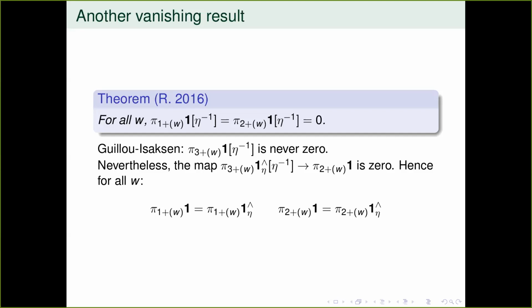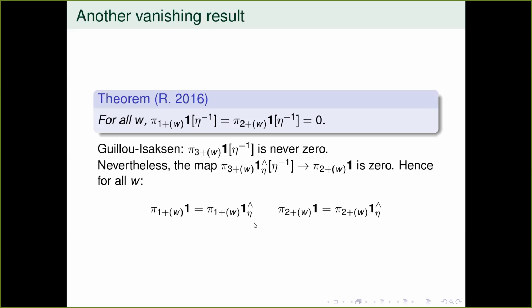Anyhow, we have this vanishing statement for pi 1 and pi 2, and if we look at the connecting map from pi 3 to pi 2 coming from the arithmetic square, one can check that also this map is 0, because this is something on the eta inversion of the eta completed sphere, and for the eta completed sphere we have enough control over the slices to deduce this. So both for pi 1 and pi 2, the sphere looks the same as the eta completed sphere.